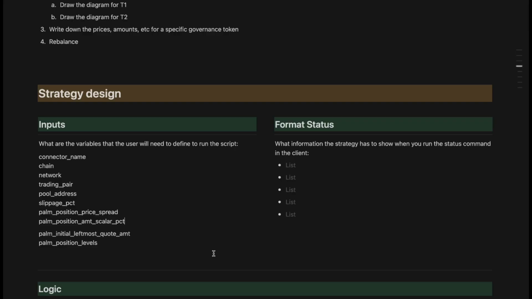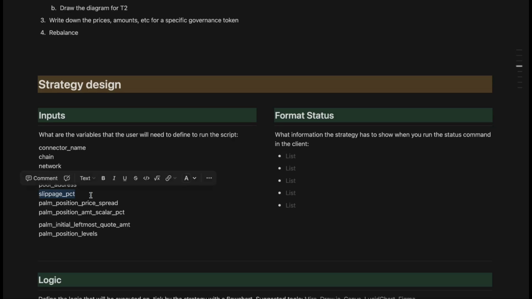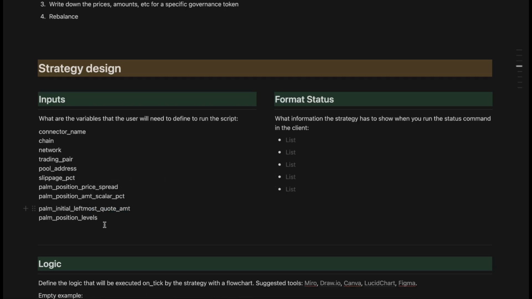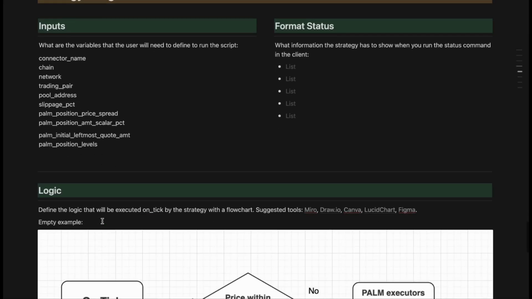The inputs that we will be using are the connector name, chain, network, trading pair, pool address, slippage percentage for opening the positions, the price spread that we want our positions to have, and the amount scalar percentage, which will scale how big our positions are, and we start with the leftmost quote amount. And we also have position levels. In our case, there are 3 position levels.